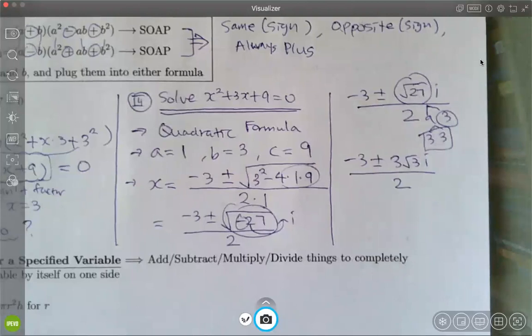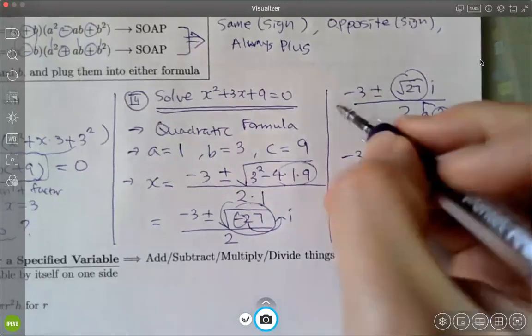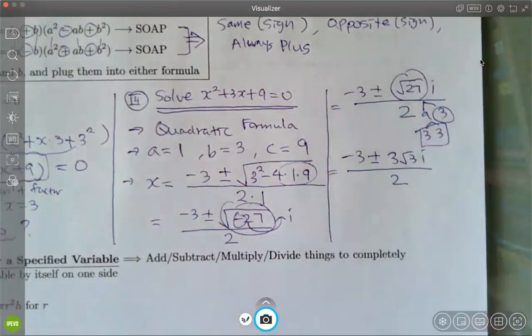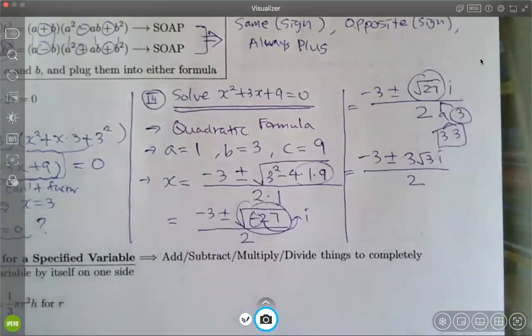Okay, so we have negative 3 plus minus 3 square root of 3i all over 2. So we are done, right? So that's the answer, right? No? Okay, because if I ask right 3 times or so, then you know there's something wrong. So are we forgetting something?